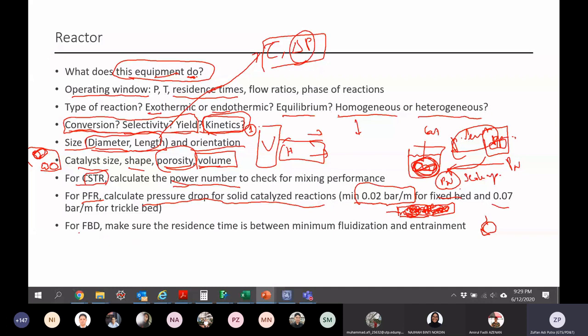For the fluidized bed reactor, make sure that the residence time of your reactor is between the minimum fluidization and the entrainment. Because in fluidization you need to have this whole solid behaving like liquid, it has to be fluidized. That means you have to have a minimum superficial velocity to make them suspended as a bed. But it has to be below the entrainment. If you increase the superficial velocity too high, this whole bed will go away, and you don't want that. So the velocity across your equipment should be lower than the entrainment, and it has to be higher than the minimum fluidization velocity.